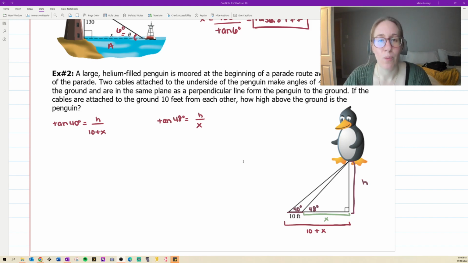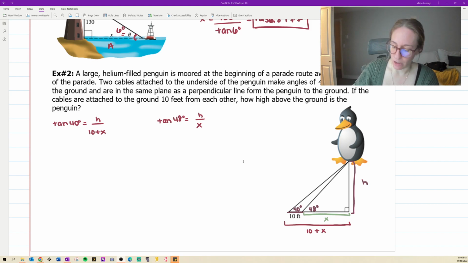So what we're going to do is isolate one of these variables and solve for the one that we didn't isolate. I'm going to go ahead and isolate h because that looks way easier than isolating x. But to each his own, do what you feel is right. Isolating x is going to be more challenging. So I'm going to do just h. In my tangent of 40 equation, all I need to do is multiply both sides by 10 plus x.